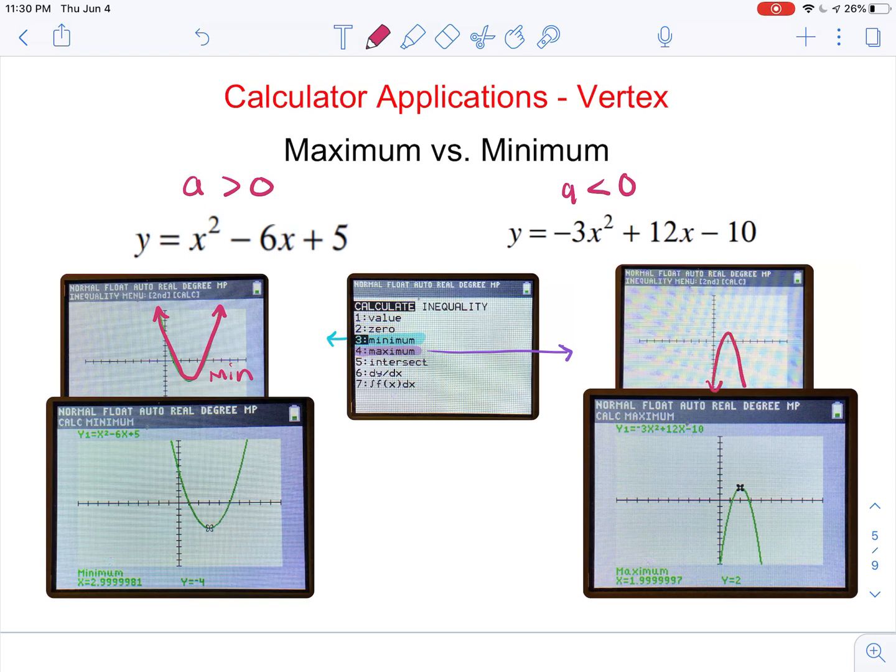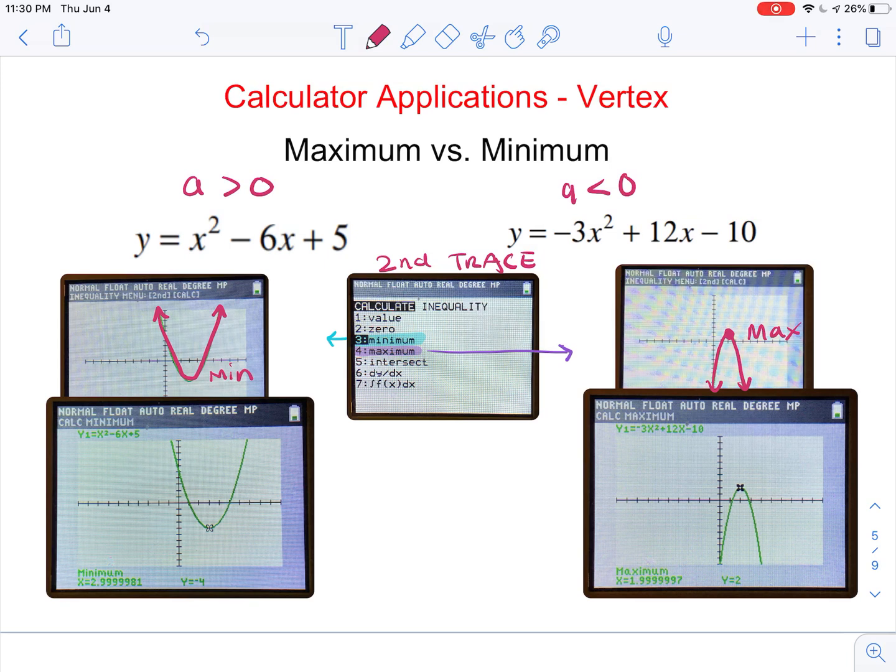When the a value is less than 0, or it is a negative value, the graph will look something like this one that I'm outlining. And that vertex point is going to be a maximum. So there is no vertex button on the calculator, but there is a max or a min button. So you want to make sure you press that. And again, this can be found when you press second and trace in that same calc menu.